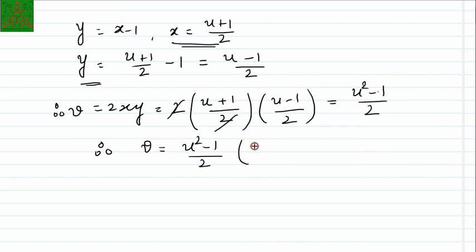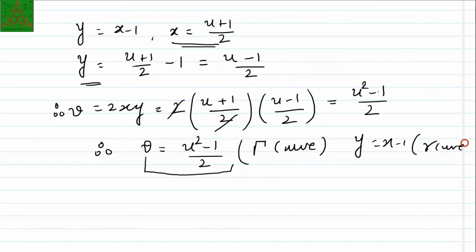So finally you will have the equation v is equal to (u square minus 1) by 2, which is the gamma curve, because this curve does not involve any terms of x and y. So this is the image of the line y is equal to x minus 1. This is the small gamma curve, and this is the image curve, what we can say.